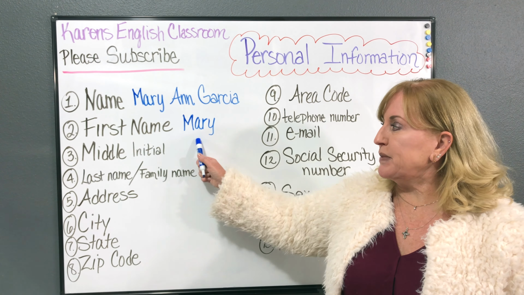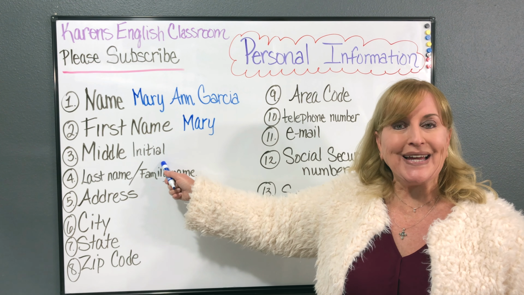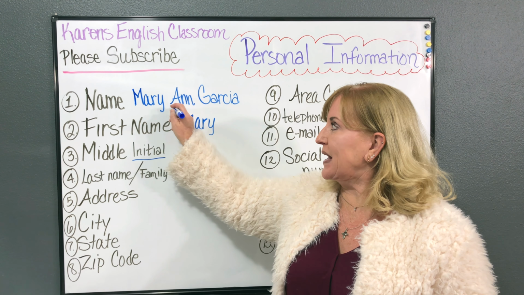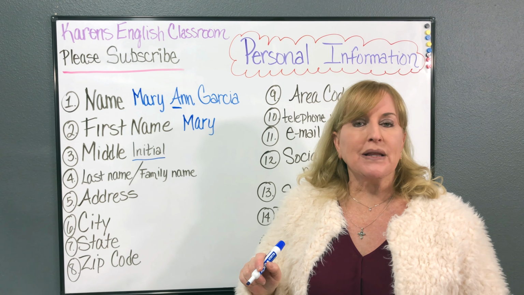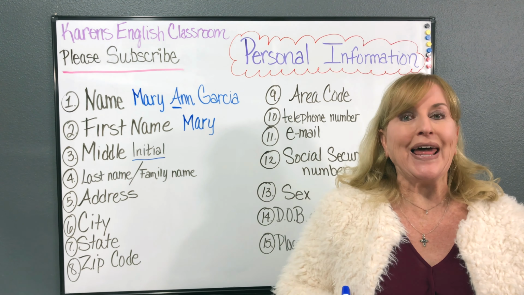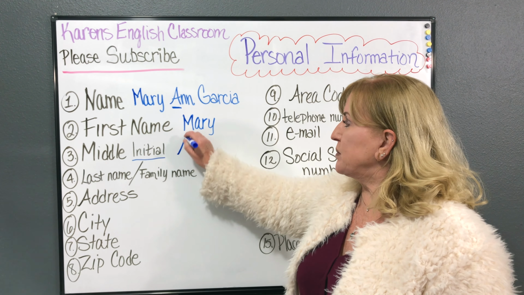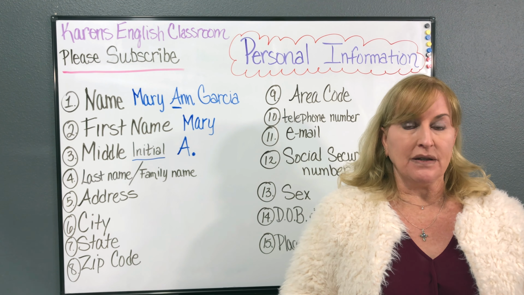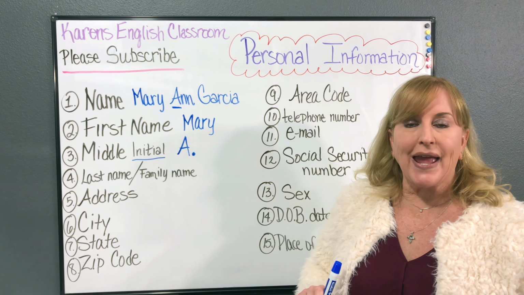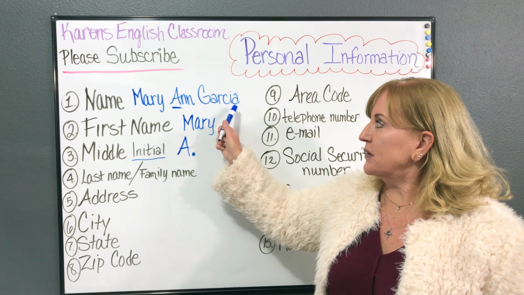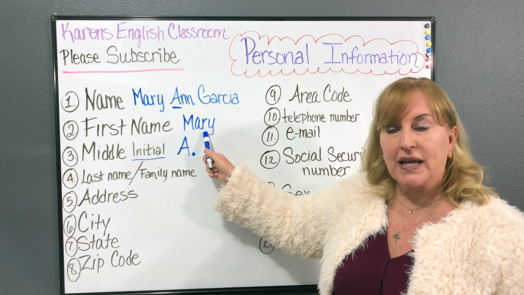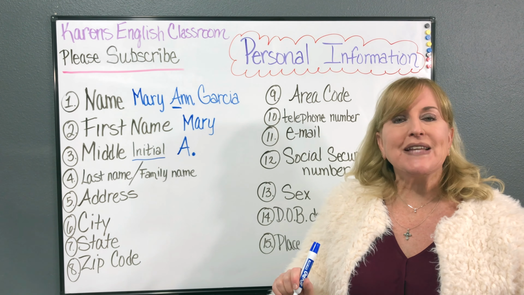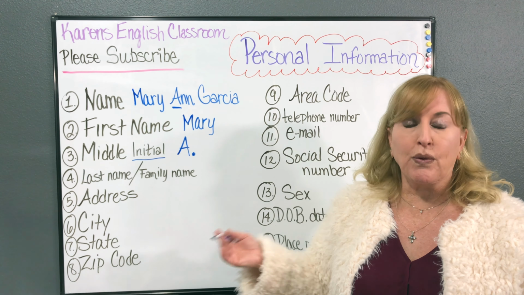So your first name's Mary. Now, if I say middle initial, my middle name is Ann, but I only want the middle initial. So I only want the letter. So middle initial would be A. My middle name is Ann, but my middle initial is A. So Mary Ann Garcia, Mary first name, middle initial A. If they say middle name, then I would write Ann.